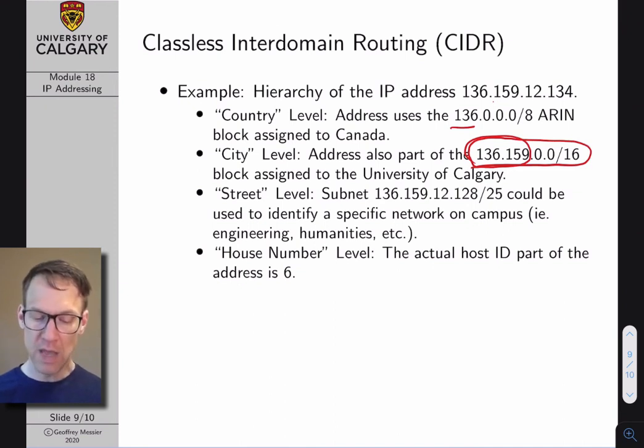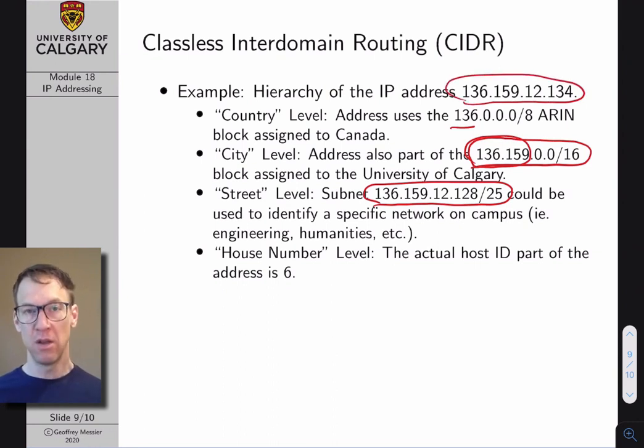For example, the University of Calgary network designers may have created a subnet that uses a 25-bit network ID equal to 136.159.12.128. Based on that network, it will see that this IP address contains that 25-bit network ID, so it will send the packet to that subnet within the University of Calgary. Maybe it's the engineering network.